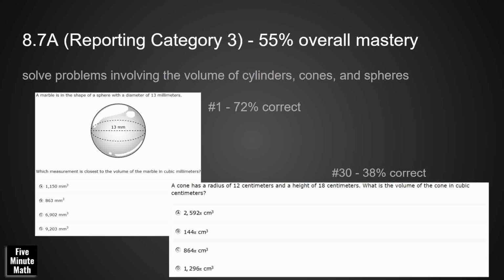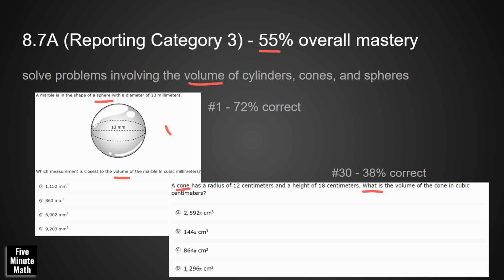Next, for 8.7a, we have 55% overall mastery. We are dealing with volume of cylinders, cones, and spheres. And for number 1, we are dealing with the volume of a sphere. And then in number 38, we have the volume of a cone. So those both require us to use formulas that are on the formula chart.